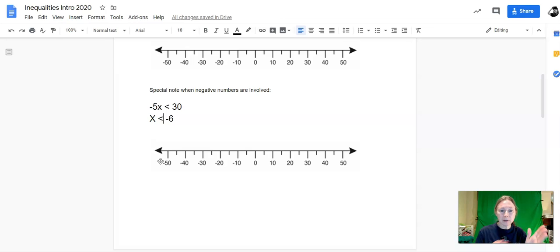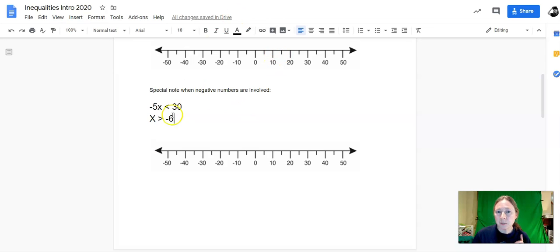It turns out whenever you multiply or divide by a negative number to solve an inequality, you need to reverse the direction of the sign. So x is not less than negative 6, x has to be greater than negative 6. Try it by testing any value greater than negative 6. Try negative 5. Negative 5 times negative 5 is positive 25, and positive 25 is less than 30. So you have to switch the direction of the inequality sign every time you multiply or divide by a negative number.